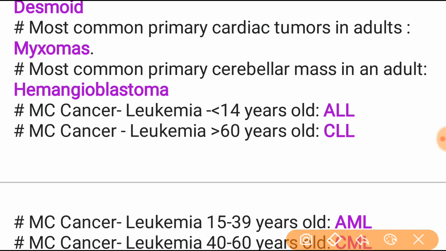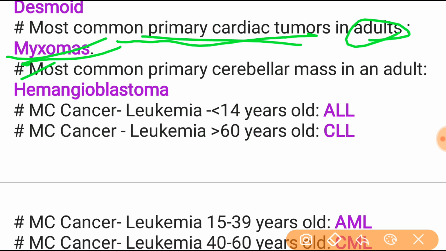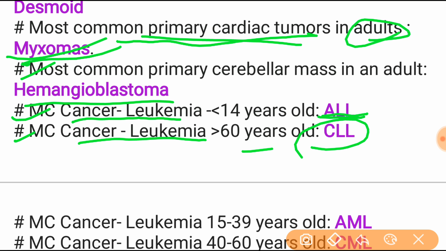primary cardiac tumor. The word used is primary cardiac tumor, so in the adult it will be myxoma. The most common primary cerebellar mass in the adult is the hemangioblastoma, and the most common cancer, that means leukemia, less than 14 years old, it will be the ALL, acute lymphoblastic leukemia. The most common leukemia more than 60 years, it will be the CLL.